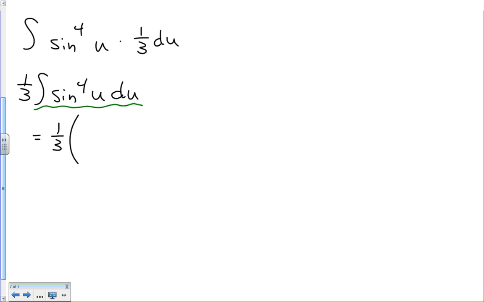But now let's deal with the sine to the 4th of u. So sine to the nth of u is equal to a negative 1 over n. So it's going to be a negative 1 over 4. Again, n is equal to 4 here for us. Times the sine to the n minus 1. So that's going to be sine to the 3rd of x times the cosine of x. All right, and then we add on n minus 1 over n. So that's going to be 3 over 4. And then it's the integral of sine to the n minus 2. So that's going to be sine squared of u.